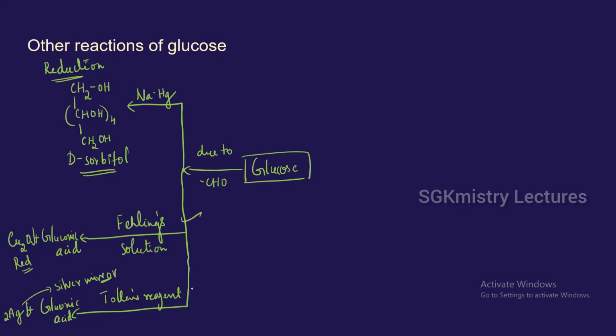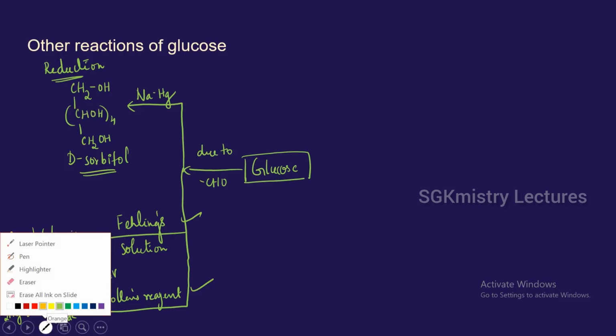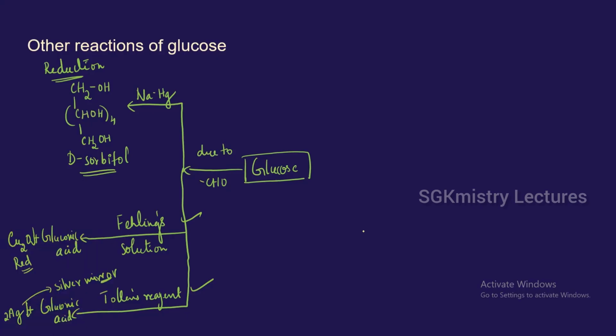So these two tests can be used to find out if glucose is present. Suppose an organic sample is given to you, these two tests can be used to confirm if glucose has been given as the sample. If you know that it is a sugar, and it gives a positive test with Fehling's test as well as the Tollens reagent, you know that the given compound is glucose. There are also other reactions.